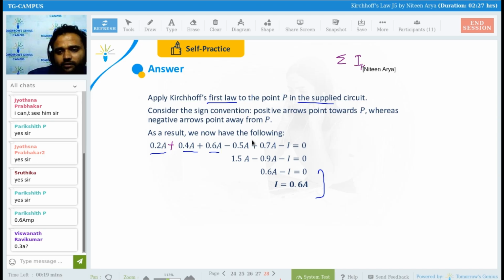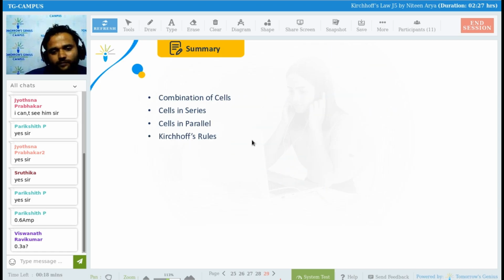Use this as simple as that. The sign convention may be wrong, but you need to show it. This is one, that's it. You know, the current going inward is taken as negative and the current going away is taken as positive. Okay, so this is the summary.